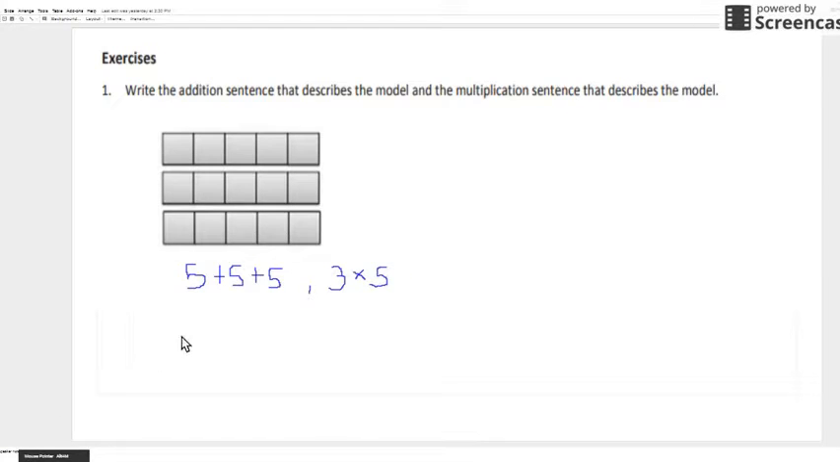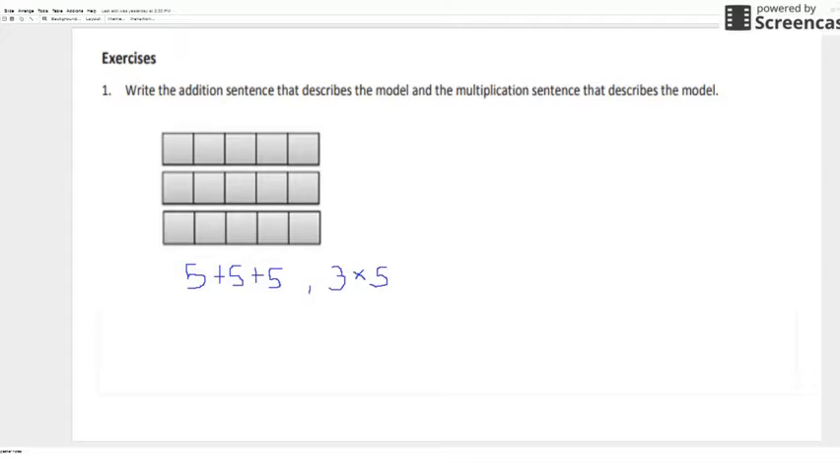These are mathematical sentences because it says addition sentence and multiplication sentence. If it just says write a sentence describing the model, well, then you'd actually have to use the words. But since it says addition sentence, this is an addition sentence. Multiplication sentence, we have this right here, 3 groups of 5.